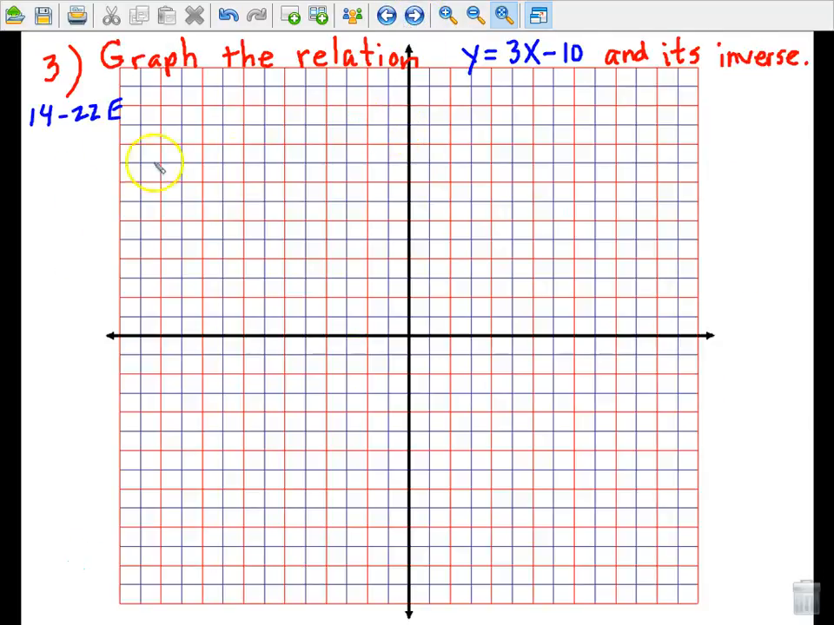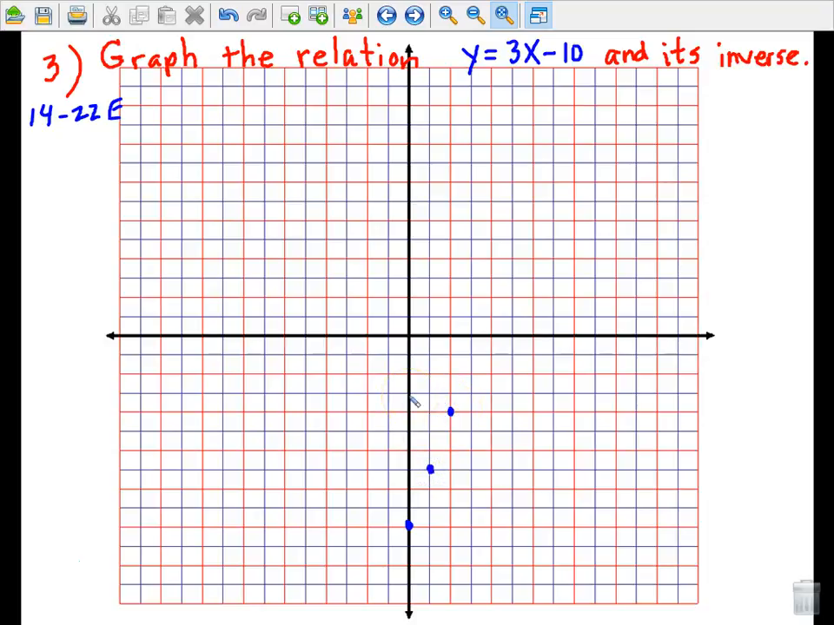Okay, when you get to 14 through 22 even, you're going to be asked to graph a given relation and its inverse. Okay, so this shouldn't be too bad. Let's start by graphing y equals 3x minus 10. That has a y-intercept of negative 10. There's negative 10 on the y-axis, and it has a slope of positive 3. Up 3 and right 1.